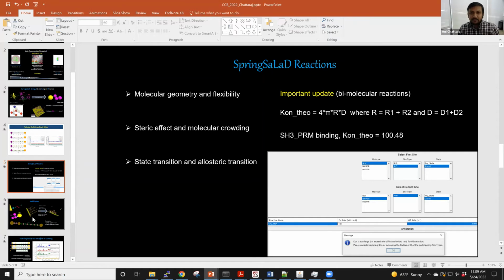Yeah, in principle it should be possible, but so far SpringSaLaD does not have that functionality, to trigger an event at a certain time point. One way to do it is to initialize your simulation and relax to a steady state, and then start another simulation with the desired perturbation. But right now, like VCell or COPASI, we don't have a systematic way to introduce a trigger at a certain time point. Currently, we don't have that.